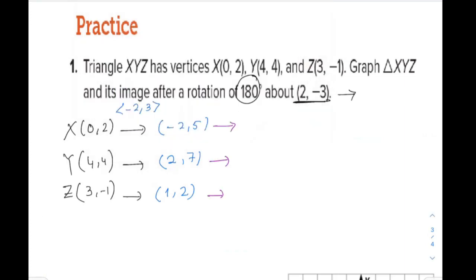Step 2, what will we do? Rotate 180 degrees. 180 degrees means just reverse the signs. So it will be 2 and -5. This will be -2 and -7. And this will be -1, -2. You have to remember the rules because now we are rotating about the origin.